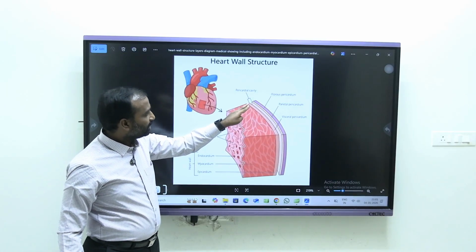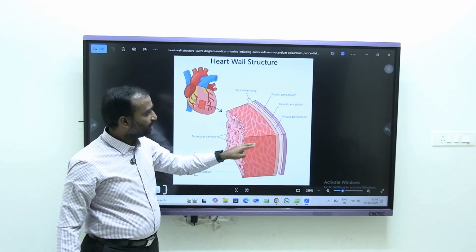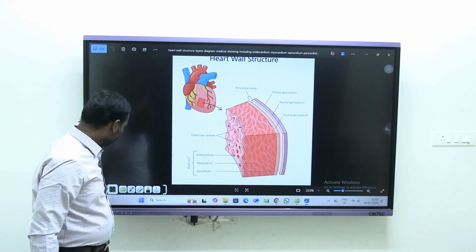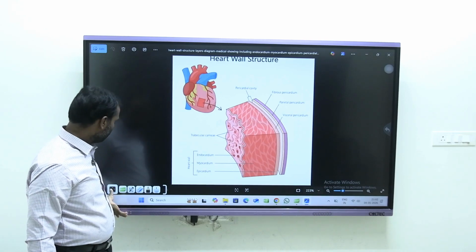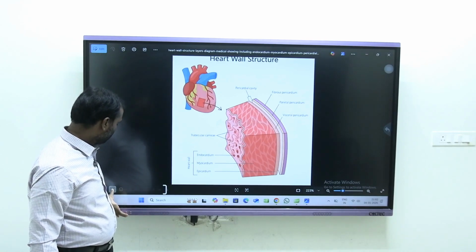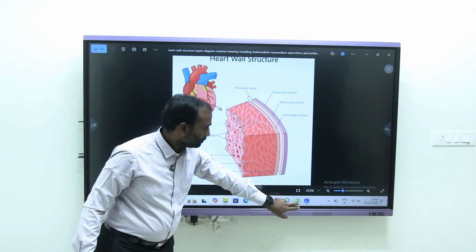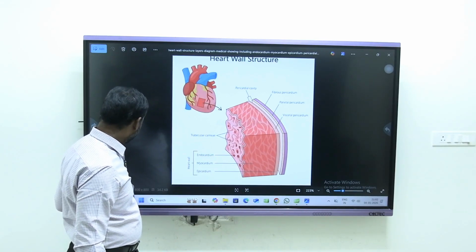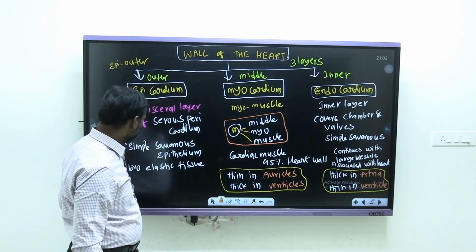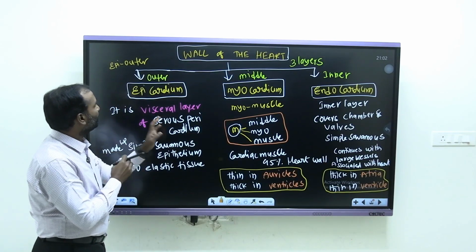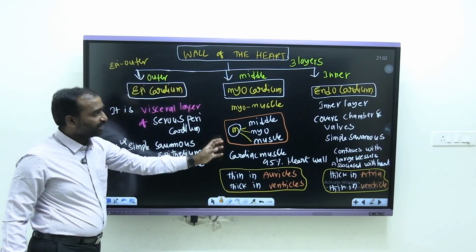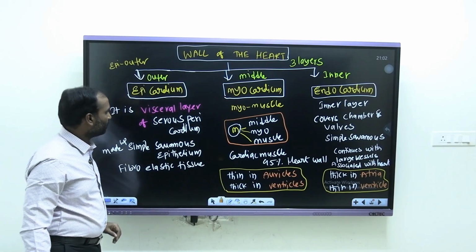And this area is called the pericardial cavity. Okay? In that, the pericardial fluid is placed. Then how are the layers? First is the epicardium, the middle one is the myocardium, and the inner one is the endocardium.